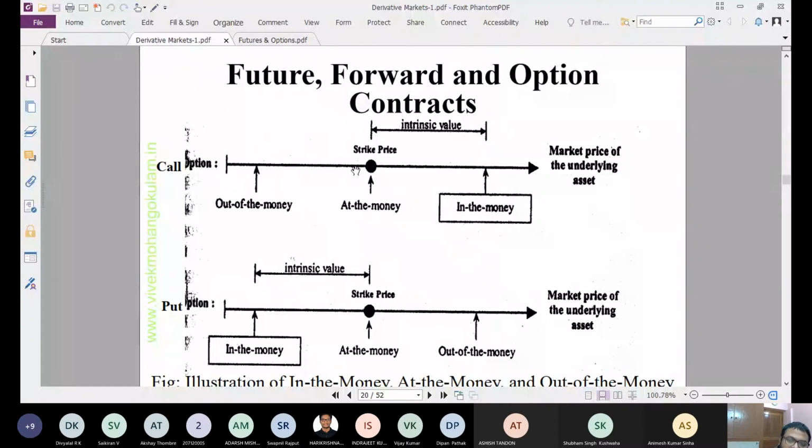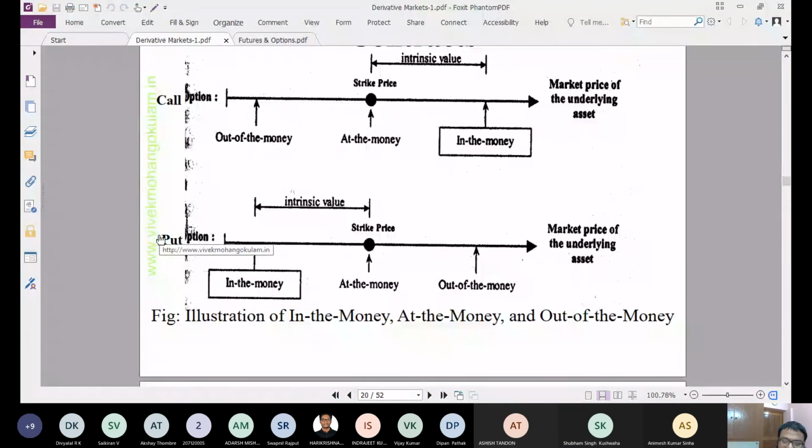Now below the strike price, if the spot price is below the strike price, if exercised, it is out of the money. Now it is exactly opposite for the put option. You see the put option here. What is a put option? Put option means right to sell.